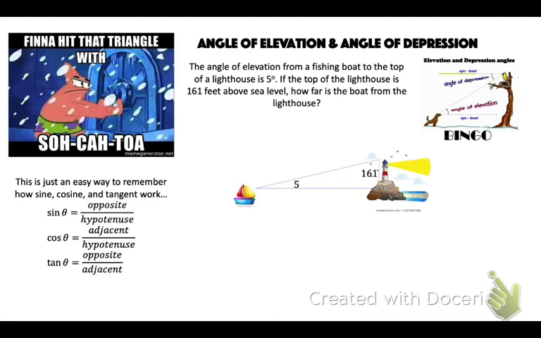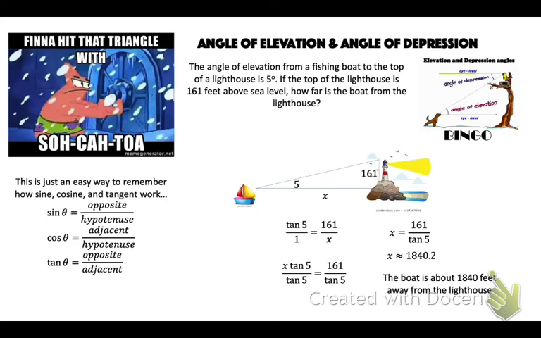Okay, and we need to see how far the boat is from the lighthouse. Well, that is this measure right there. Okay, and this is a right triangle, just because we constructed it that way. Okay? So then this is going to be tangent of 5, because we're given opposite and adjacent. So tangent of 5 is 161 over x. Put that over 1, cross multiply, so we get x tangent of 5 equals 161. So divide by tangent of 5, x equals 161 over tangent of 5, which means x is approximately 1,840.2 feet away from the lighthouse.